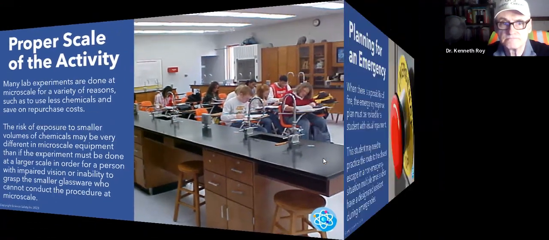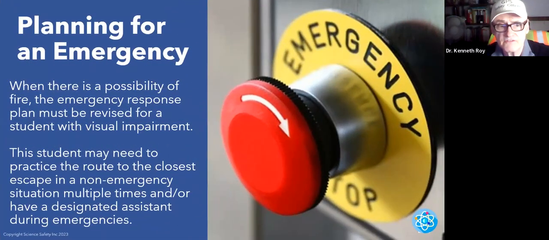Next. Planning for an emergency. When there is a possibility of fire, the emergency response plan must be revised for a student with visual impairment. Again, must be revised. The student may need to practice the route to the closest escape in a non-emergency situation multiple times and/or have a designated assistant in an emergency, all right?